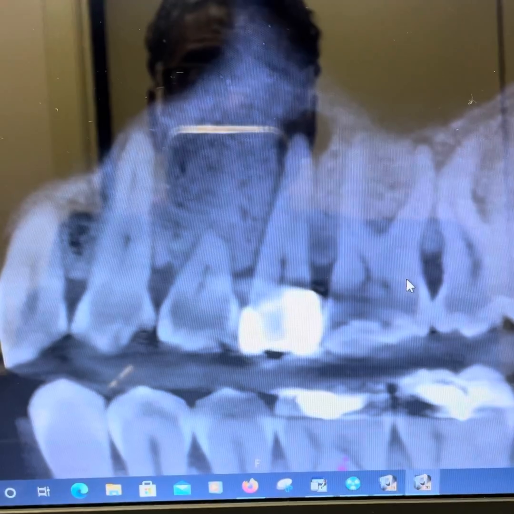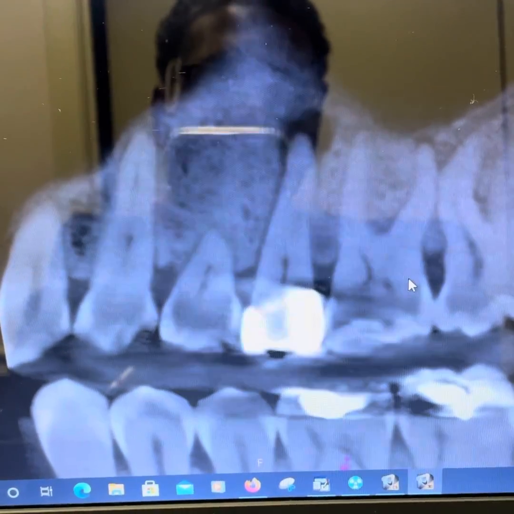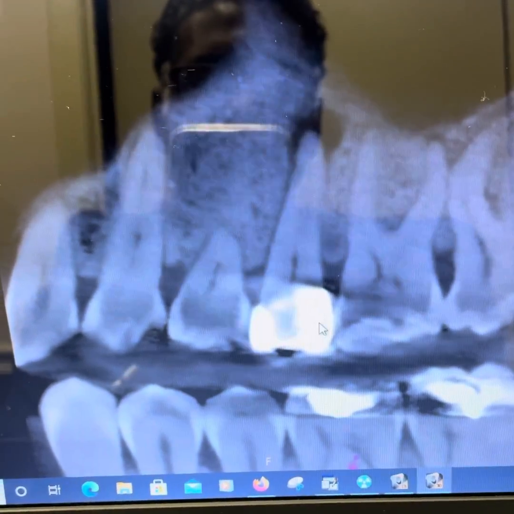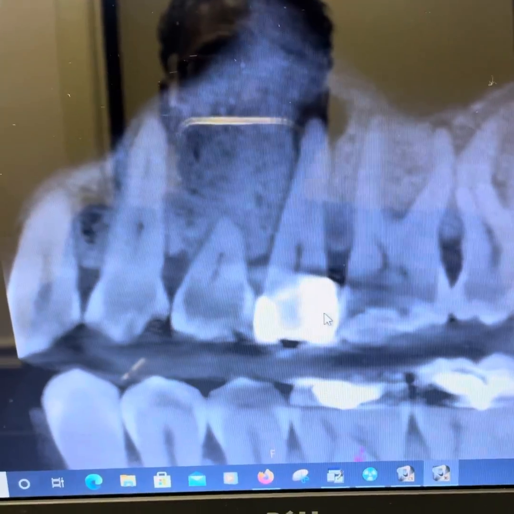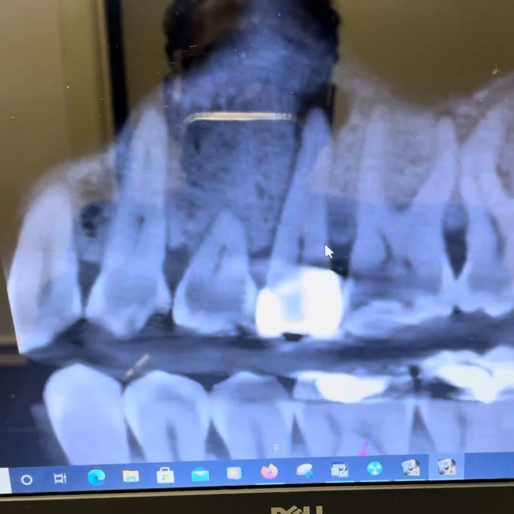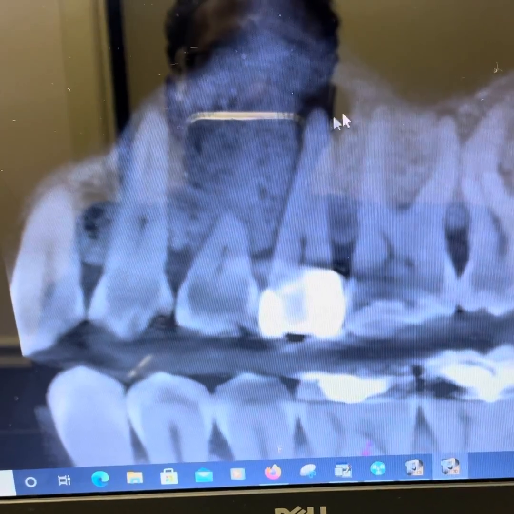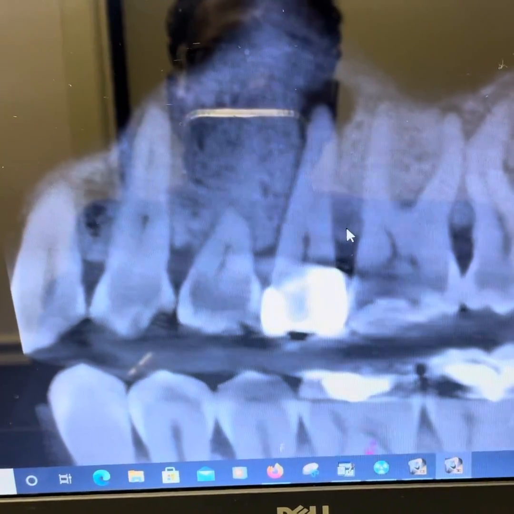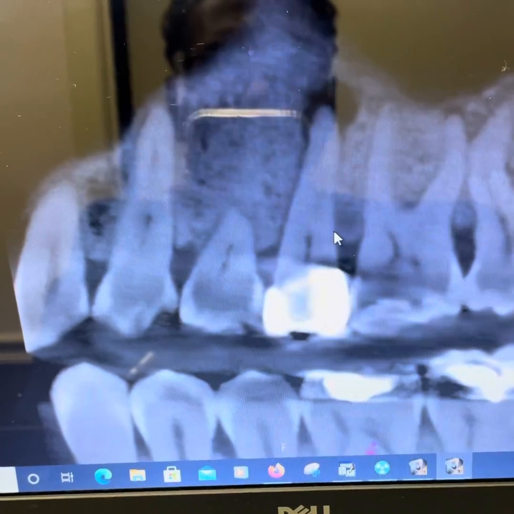It pulp tested cold, but it was a mild cold sensitivity. Tooth number 13 did not pulp test at all to cold. That's because it had necrotic pulp with chronic apical periodontitis on both teeth. So both of these teeth required endodontic treatment.